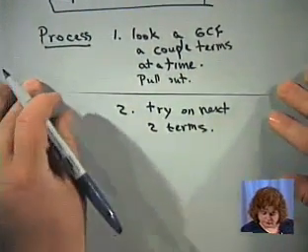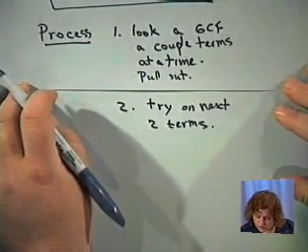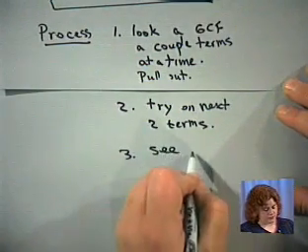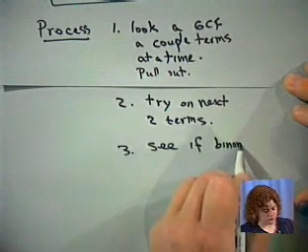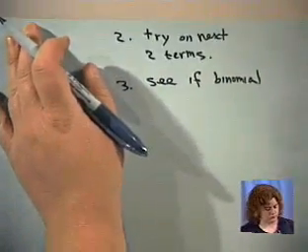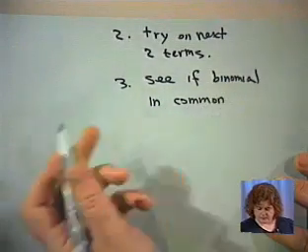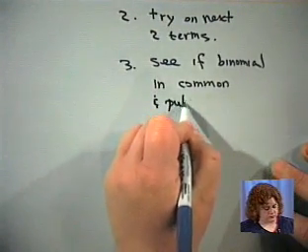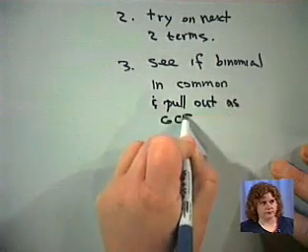On down the line. Usually you'll just get a sum of four terms, sum or difference. And then you're going to see if you have a binomial in common. You just have to do it and see what happens. And finally, of course, pull that out as the greatest common factor.